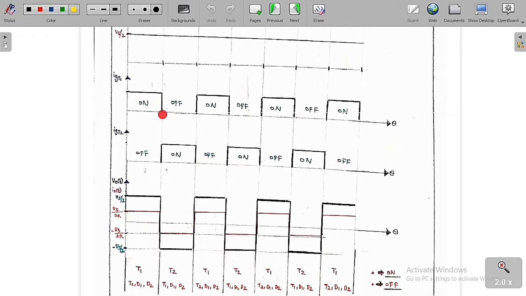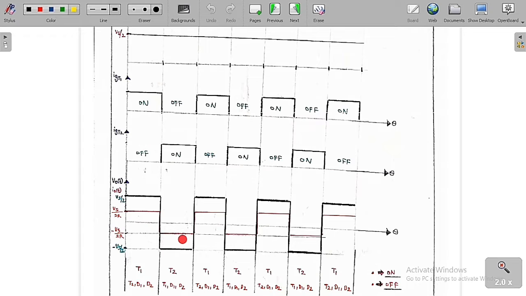After some time I am going to turn off T1, which means I am going to turn on T2. These are the complementary operations. By analyzing the circuit, if T2 is on, then V0 of T is equal to minus Vs by 2, and I0 of T is equal to V0 by R. Therefore you are going to get minus Vs by 2R as the current.